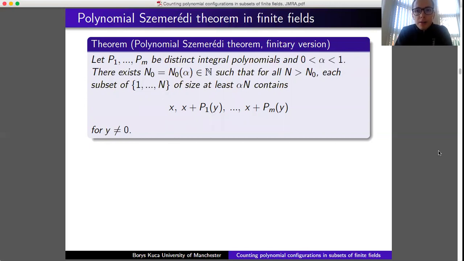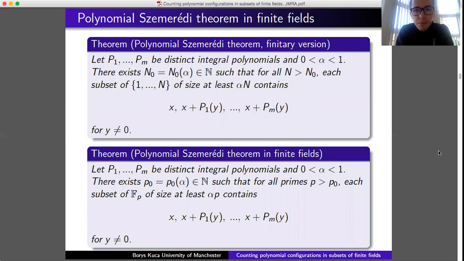The reason why I need this finitary version is because it implies a finite field version of the polynomial Szemerédi theorem, which says the following. Let p1 through pm be distinct integral polynomials. Then for each alpha and for each sufficiently large prime p, each subset of Fp of size at least alpha p contains a non-trivial polynomial progression of this form.